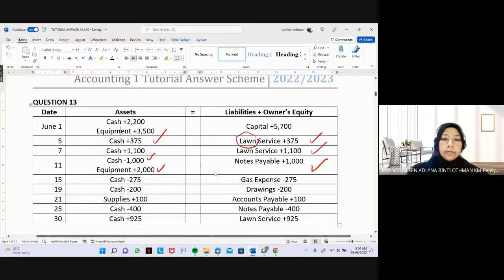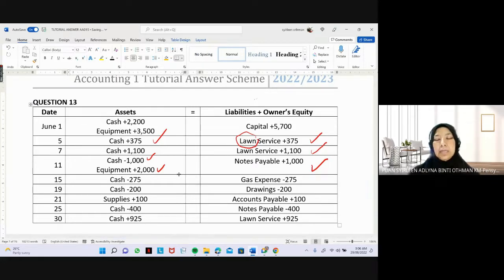Okay, alright. 15, paid gas bills. Gas bills is actually minyak lah sebab ini US punya soalan. So they call it gas. Okay, so you can write that expenses pun saya terima. So kita bayar belanja 275. Okay, so kita minus cash, kita minus expenses di owner's equity.